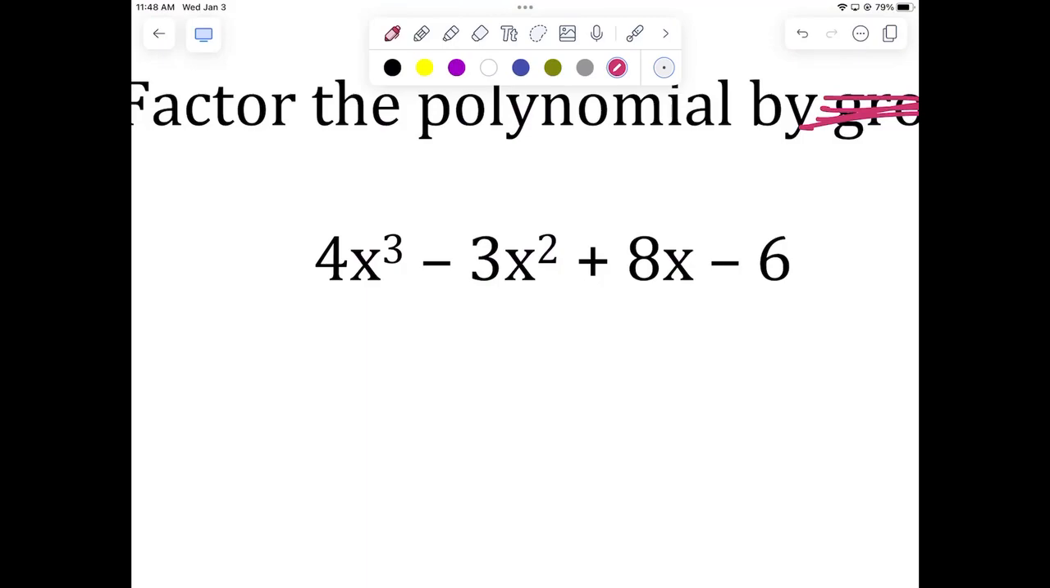No. Now, other than 1 or negative 1, there's not, right? There's not. There's almost a 2, right? But the second term is a 3, not a factor of 2. And there's no x in all of them. So there's no GCF. Well, we look for it first. Don't forget to look for it first.